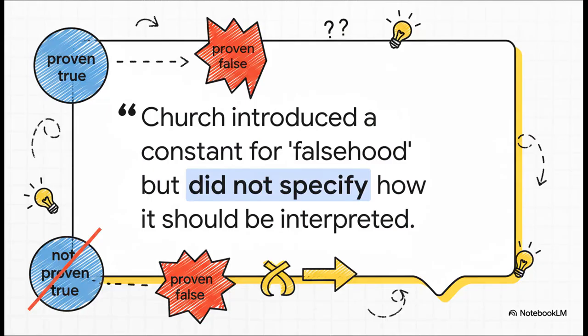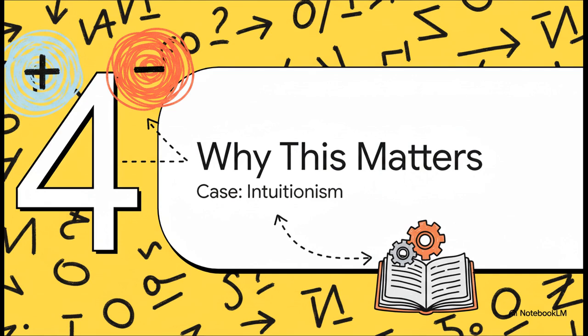And hey, this isn't some newfangled idea. The legendary logician Alonzo Church actually ran right into this problem. He introduced a symbol for falsehood into his work, but he never actually said which kind it was. Was it the self-destructing kind or the rule-breaking kind? He left it ambiguous, which just goes to show you that logicians have been wrestling with this puzzle for a long, long time.